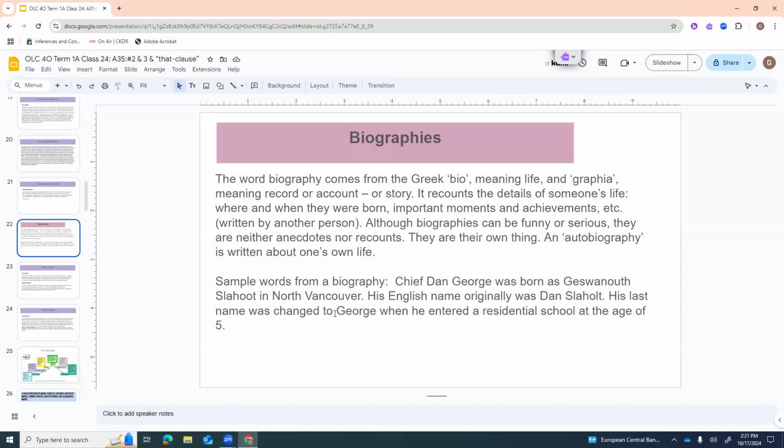So here's a very short sample from a biography. Chief Dan George was born as Geswanouth Slahoot in North Vancouver. His English name was originally Dan Slaholt. His last name was changed to George when he entered a residential school at the age of 5. And it would go on, but they almost always start when the person is young, even a baby, and go on from there.